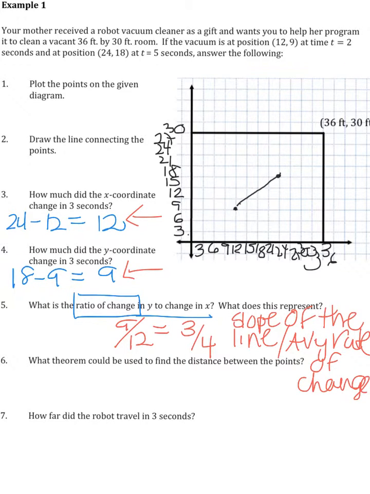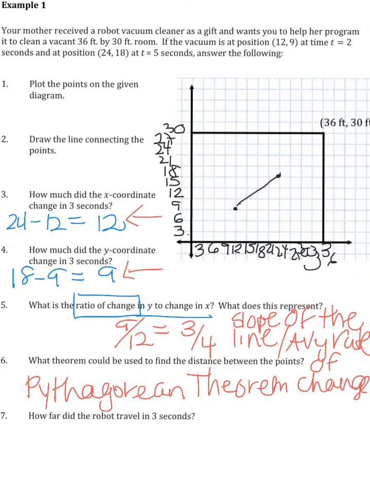What theorem could be used to find the distance between the points? We can use the Pythagorean theorem. But the only way we could use the Pythagorean theorem is if we dropped a perpendicular here and we drew a horizontal along here to meet that perpendicular. We get our right angle.